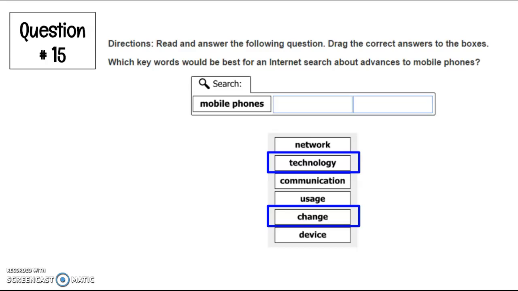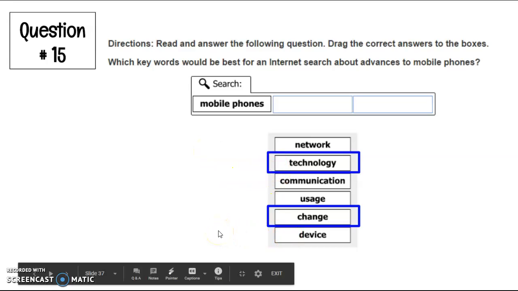Okay, question 15. Which keywords would be best for an internet search about advances to mobile phones? So we already have mobile phones in there. What are the two others that would be best to add? So they are technology and change. Let's take a look at why.